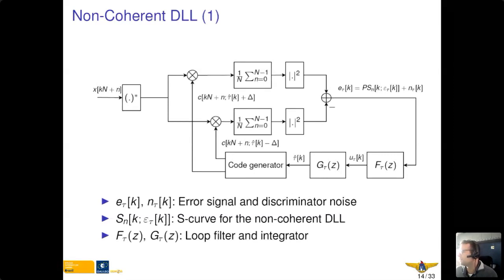First of all, we are filtering this with a loop filter to reduce the noise. And then in G of tau of z, in this integrator, we are integrating up all these errors because we have to generate an estimate of tau and not an estimate of the error. So we have to drive the code generator with the estimate of tau. And this is the integration of all these errors.